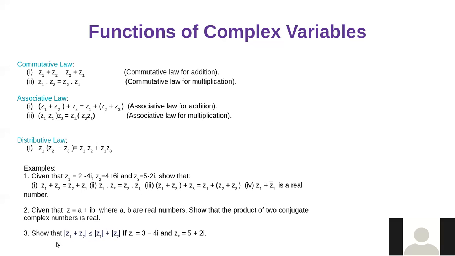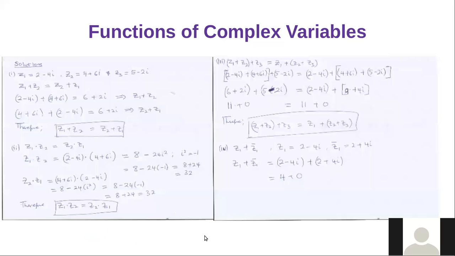The last one is show that the absolute value of z1 plus z2 is less than or equal to the absolute value of z1 plus the absolute value of z2, if z1 is equal to 3 minus 4i, and z2 is equal to 5 plus 2i. So now let's see how we can solve this problem.